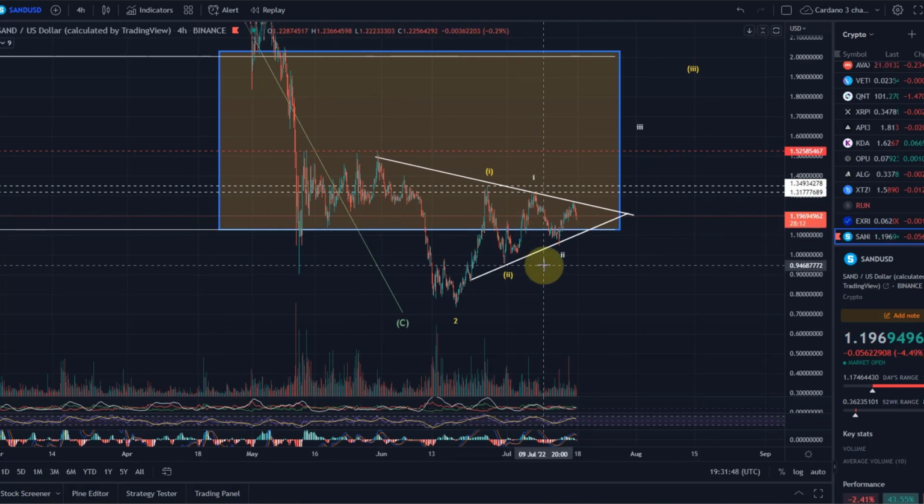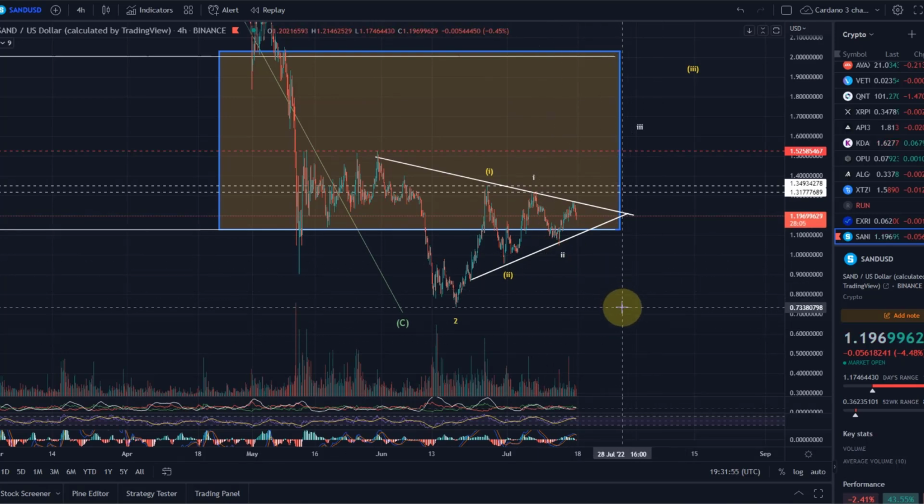If we don't hold the yellow wave 2 at 95 cents, then my view would be that we're actually going to break down, and there's a good chance that we then go below 75 cents as well. For now, we can give it the benefit of the doubt. Ideally, both lows hold, of course, so $1.05 and then 95 cents.